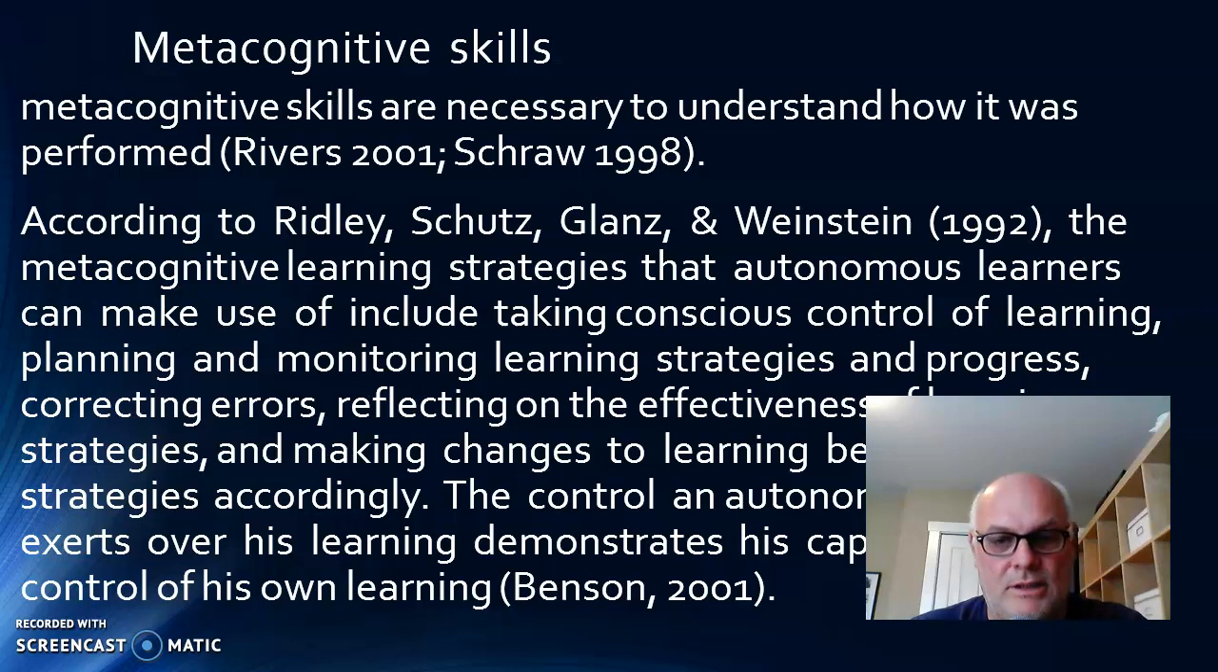According to Ridley, Schultz, Glantz, and Weinstein, the metacognitive learning strategies that autonomous learners can make use of include taking conscious control of learning, planning and monitoring learning strategies in progress, correcting errors, reflecting on the effectiveness of learning strategies, and making changes to learning behaviors and strategies accordingly. The control an autonomous learner exerts over his learning demonstrates his capacity to take control of his own learning.